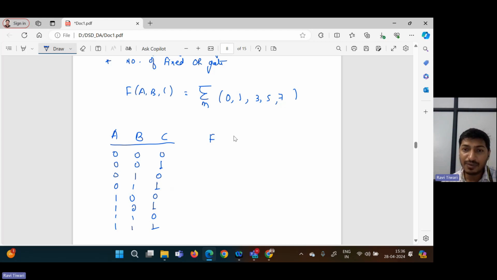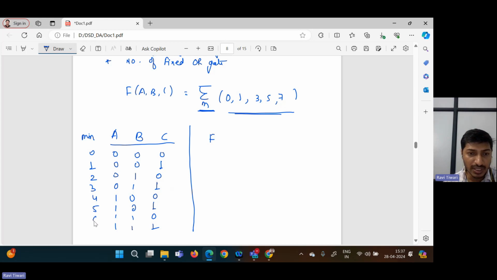Now here F is 1. What is the meaning of this symbol? It is indicating SOP. That means the function value will be 1 for these minterms. And what is the minterm here? Minterm is the decimal representation of this binary combination. So this is 0, this is 1, this is 2, this is 3, this is 4, this is 5, this is 6, and this is 7. Right. For 0, 1, 3, 5, 7, the function value will be 1.